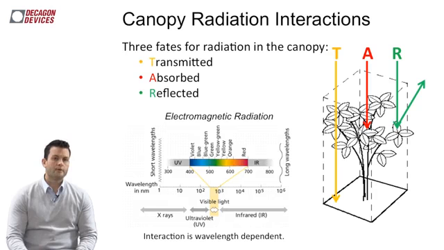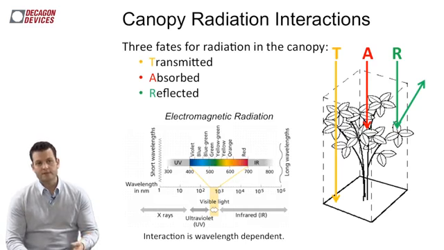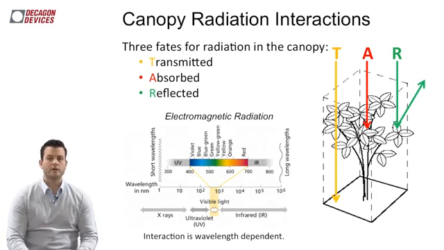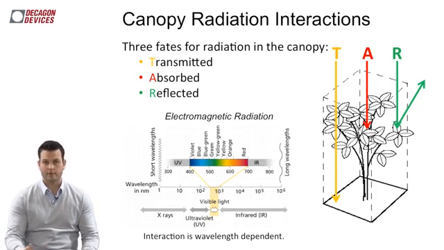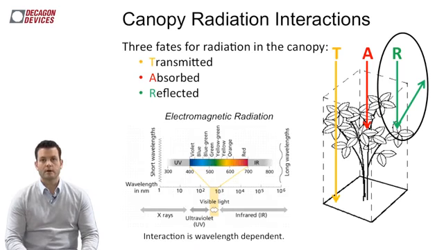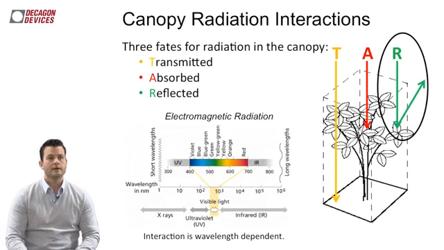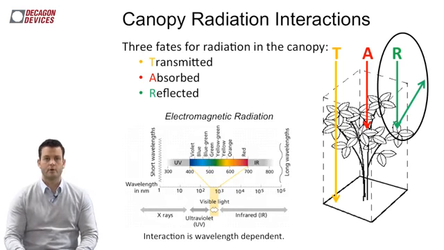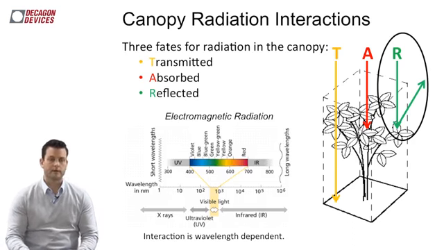One thing that's important to understand is that in the electromagnetic radiation spectrum, we have photons at different energies, and the interaction of radiation with the plant canopy is really dependent on wavelength. Red photons interact with canopies differently than blue, and differently than near infrared. What we're really interested in when we talk about how vegetation indices are measured or calculated has to do with the reflected component of radiation. So everything we'll talk about from here forward has to do with reflected radiation.